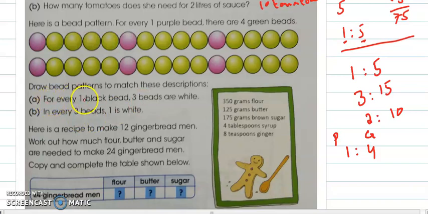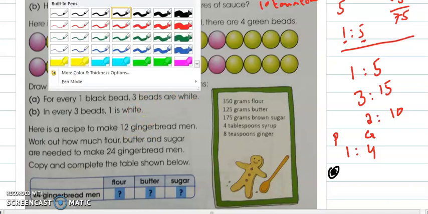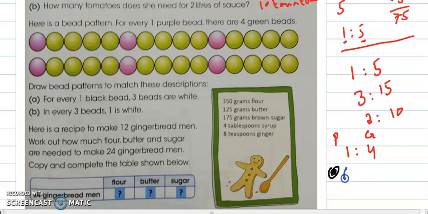First question: for every 1 black bead, 3 beads are white. Keeping in mind the same pattern, you need to draw the pattern with these instructions. So I'm going to make 1 black bead, and then there will be 3 white beads. It's difficult to draw white color on white paper, so I will use blue instead of white. This one represents the white, and I'm not filling it.